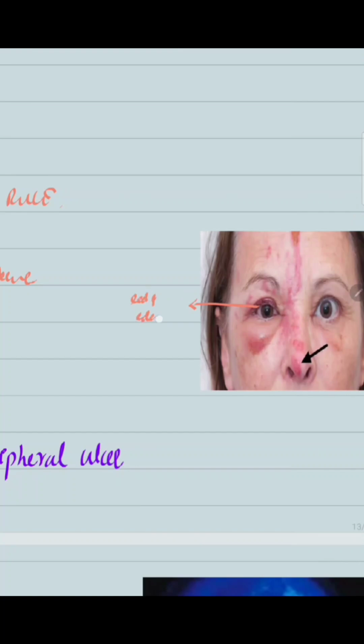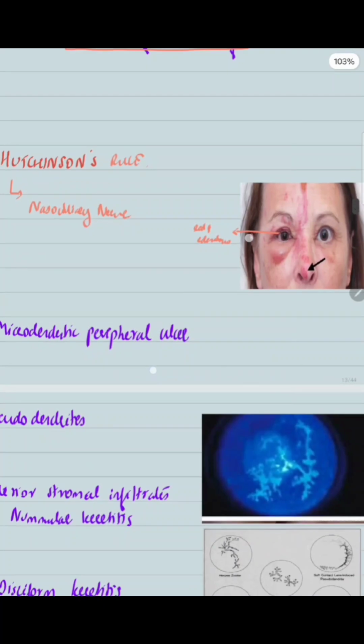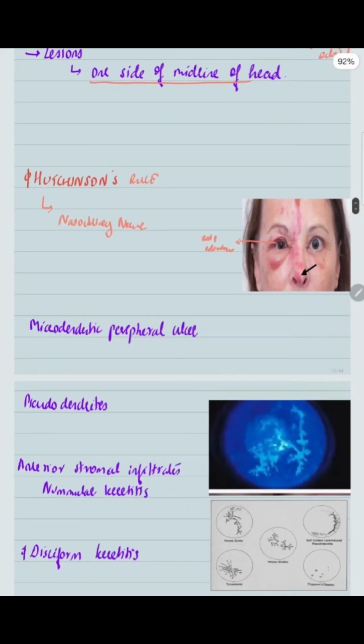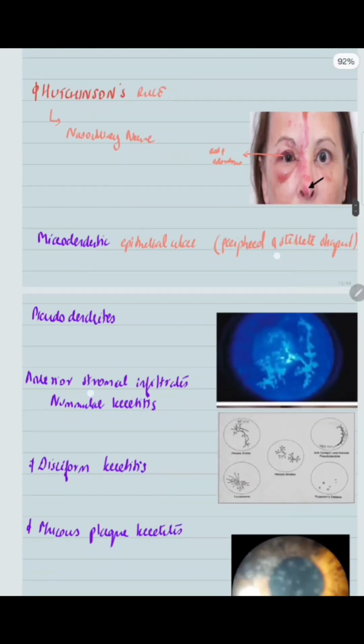Red and edematous eyelid skin. Then the patient will have a microdendritic epithelial ulcer. That is, it is peripheral and stellate shaped in herpes zoster. Then there will be pseudodendrites.